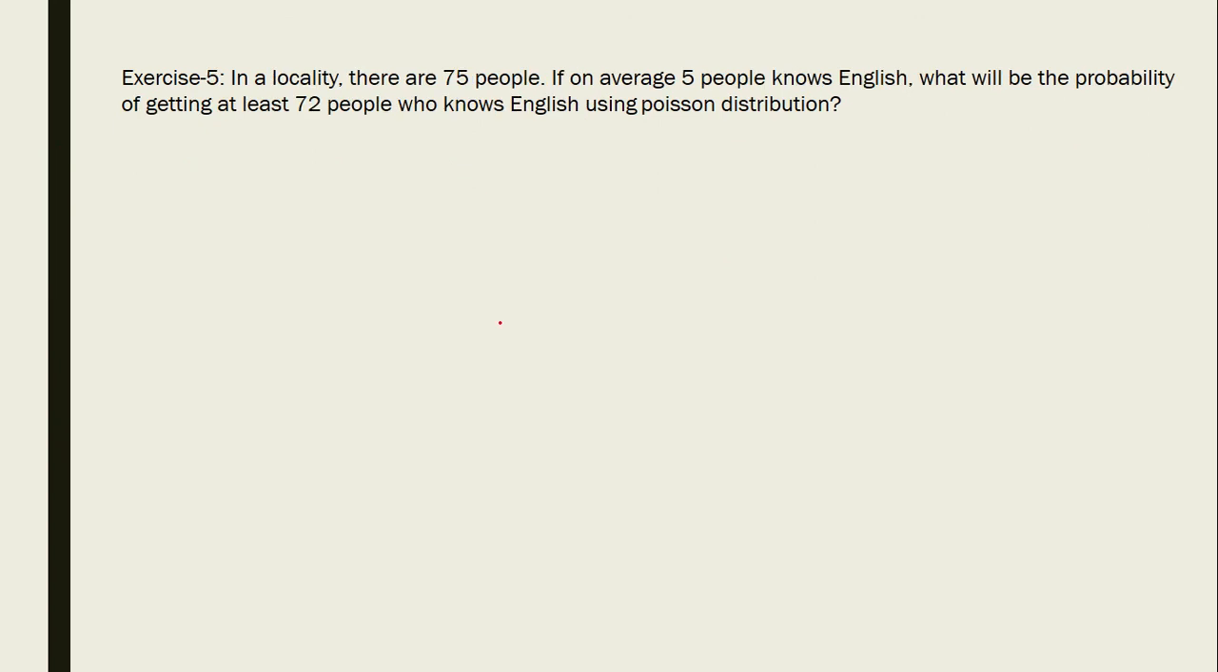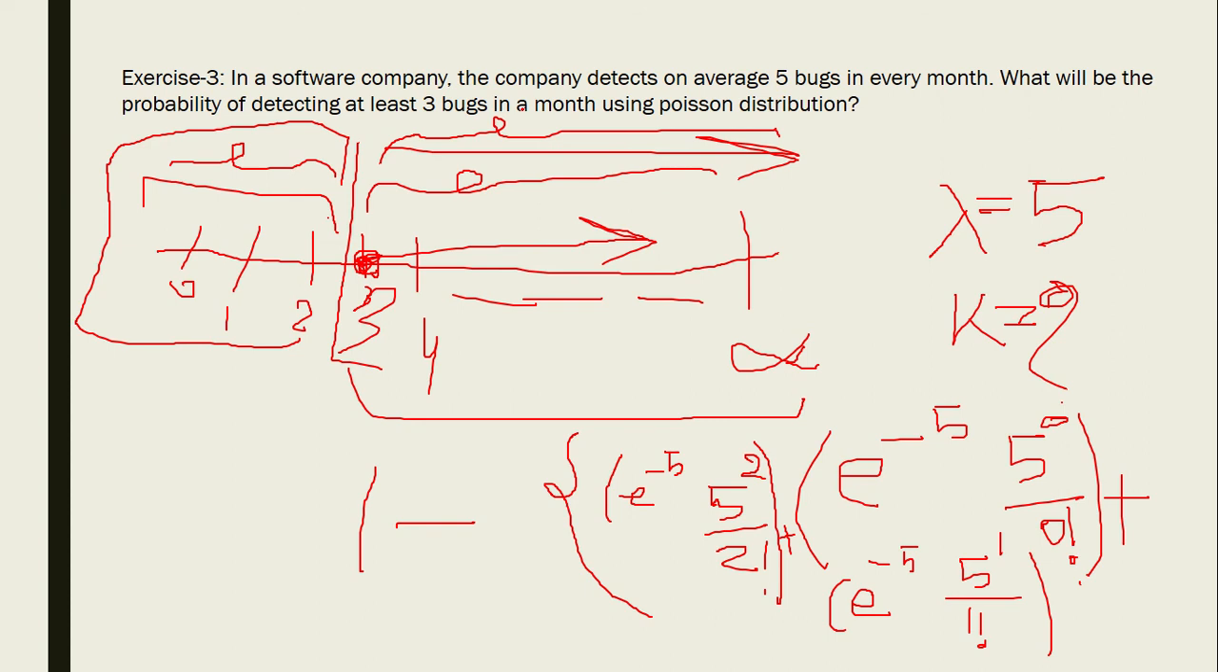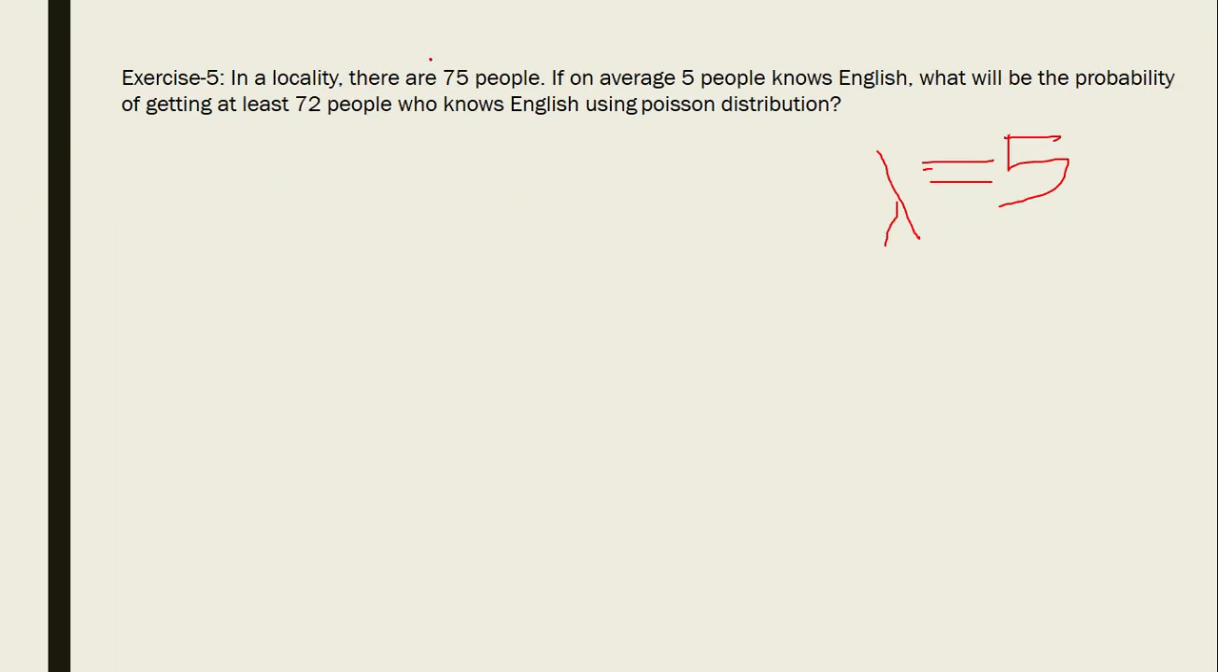Next question, it is said that in a locality there are 75 people. If on average 5 people know English, what will be the probability of getting at least 72 people who know English using Poisson distribution? So the lambda is as previous, lambda is 5. But what is the difference between this question and the previous question? You can see that here there was no upper limit, right? It was till positive infinity, but in this question there is an upper limit which is 75, right?